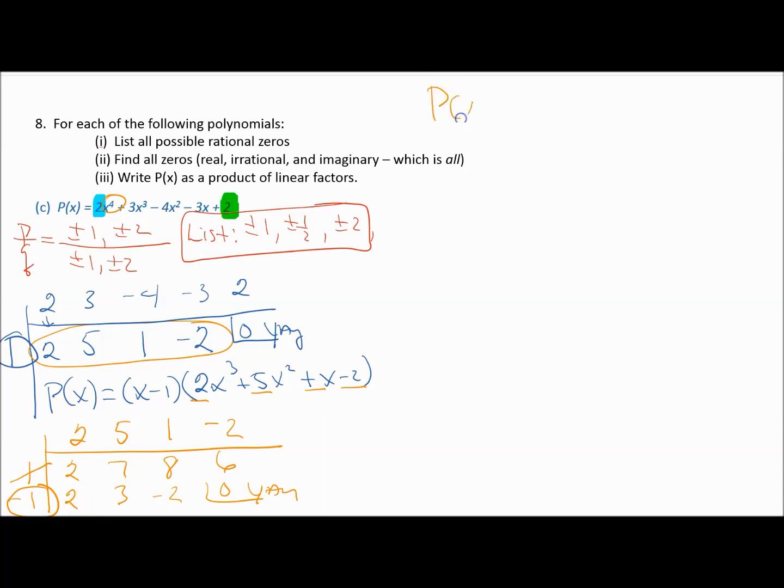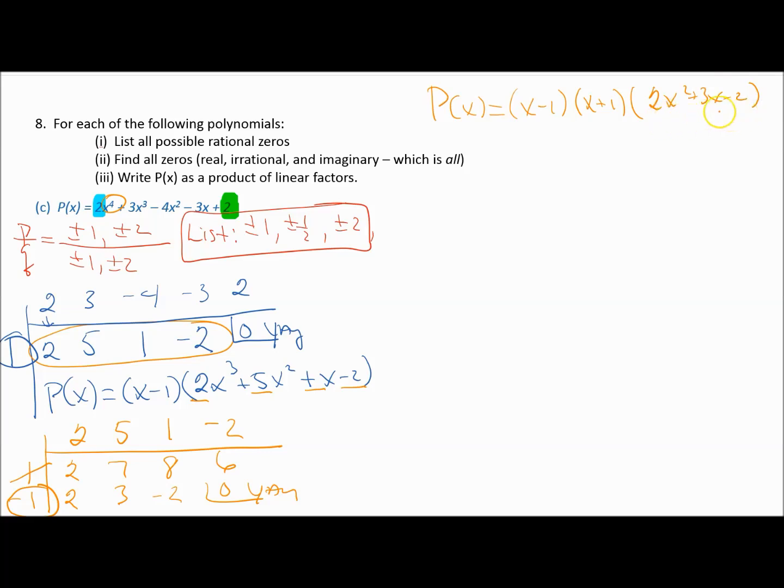So I have p of x is equal to the first 0 I found was 1, which gives me a factor of x minus 1. That's what we wrote here. Now I've got -1 is a 0, so that means x plus 1 is a factor, times my quotient down here, 2x squared plus 3x minus 2, right? So 2x squared plus 3x minus 2.